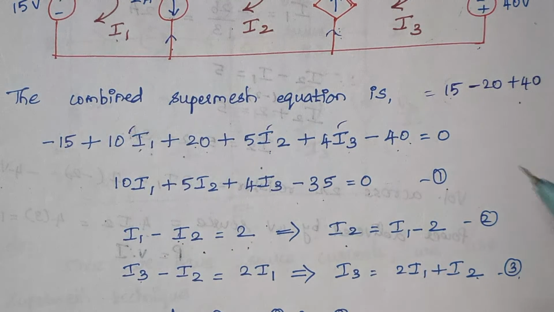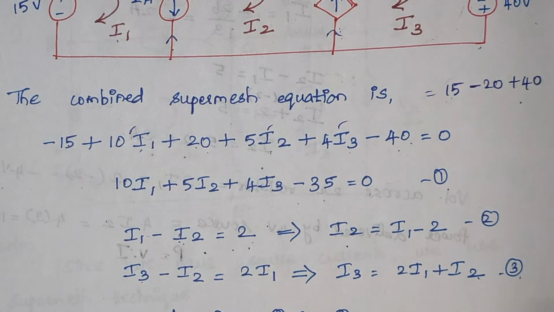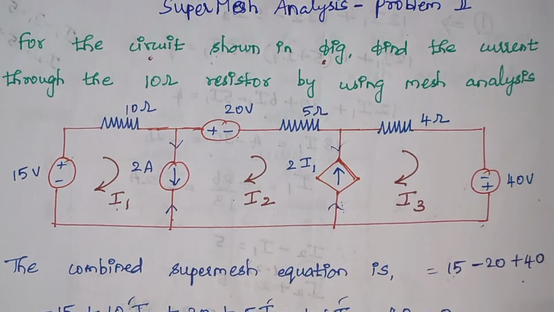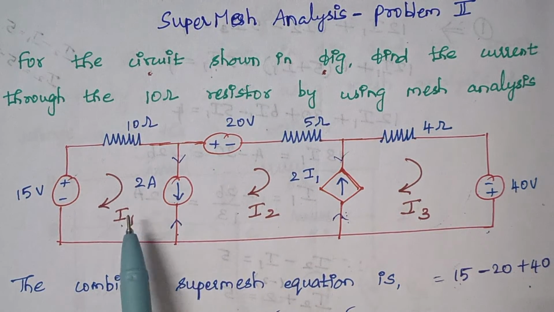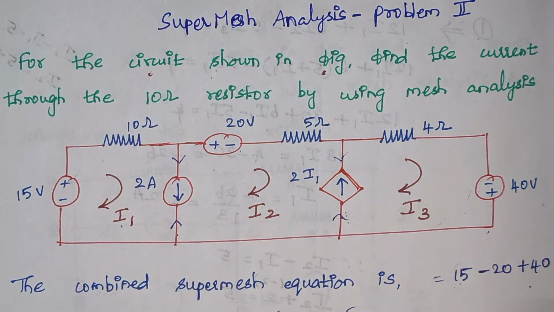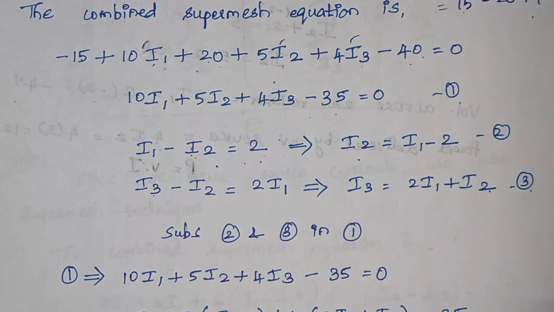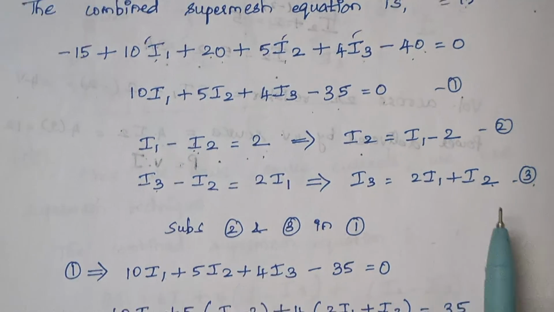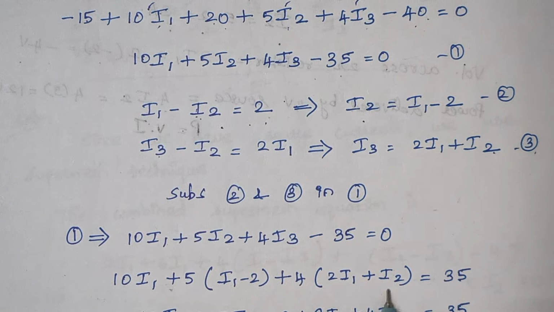Now we are going to substitute these I2 and I3 values in equation number 1. What is the question here? We need to find the current through the 10 ohm resistor. The current that flows through the 10 ohm resistor is I1, so our aim is to find I1. Now I am replacing I2 and I3: I2 is replaced with I1 minus 2 and I3 is replaced with 2I1 plus I2.